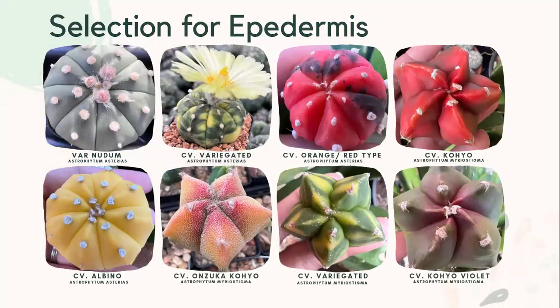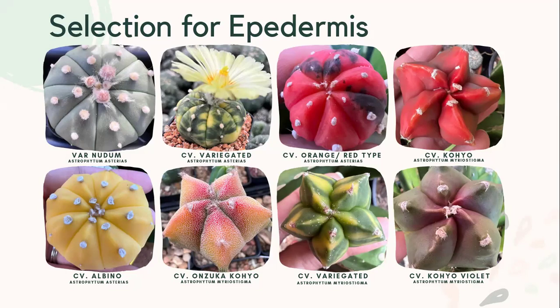And then selection for epidermis. So it's very common to see variegated ones. So this is the orange or red type variegated. This is the koyo. The koyo is so fascinating because it changes its color throughout the season. As the sunlight is intense and longer, it'll turn red. And then in the fall, when the sun's weakened, it turns yellow and orange, so it looks like it mimics the fall color. It's very fascinating. Then in the winter, it goes to the green side again.